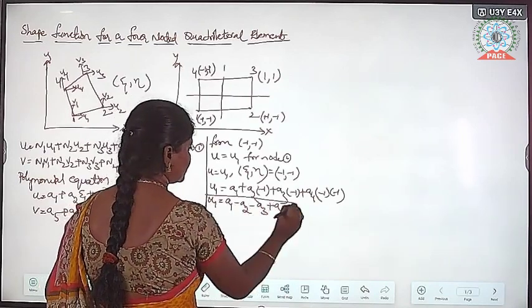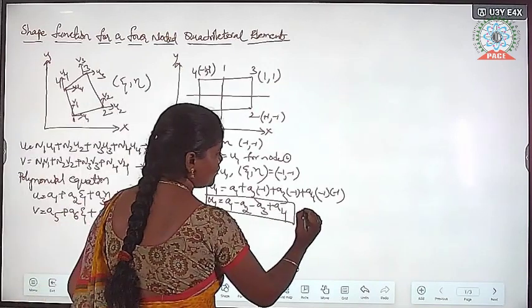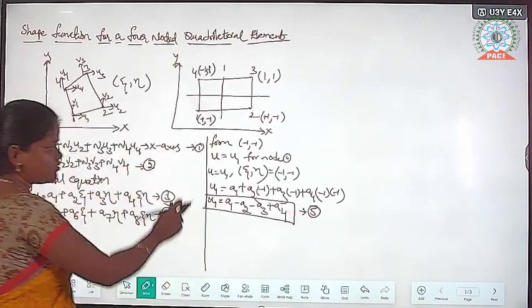This will continue up to the fourth equation. This is the fifth equation. Now substitute the other coordinates for node 2.